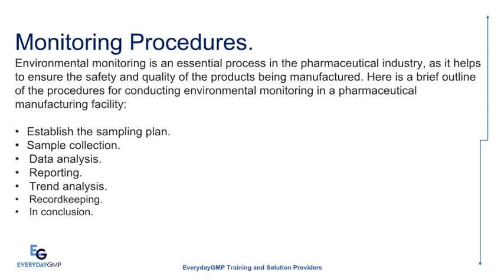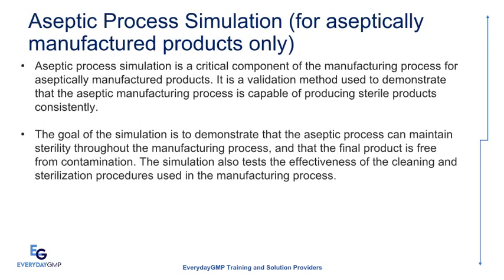In conclusion, one more critical monitoring aspect is media fill run. Aseptic process simulation is a critical component of the manufacturing process for aseptically manufactured products. It is a validation method used to demonstrate that the aseptic manufacturing process is capable of producing sterile products consistently. The goal of the simulation is to demonstrate that the aseptic process can maintain sterility throughout the manufacturing process, and that the final product is free from contamination. The simulation also tests the effectiveness of the cleaning and sterilization procedures used in the manufacturing process.